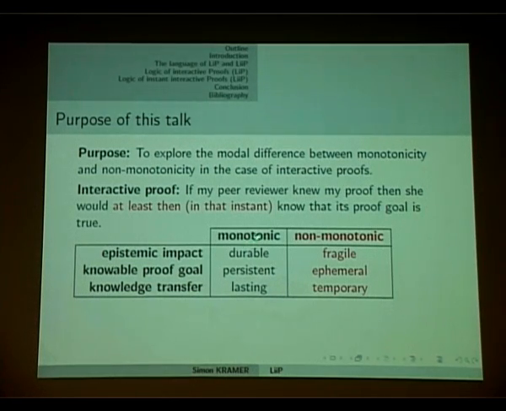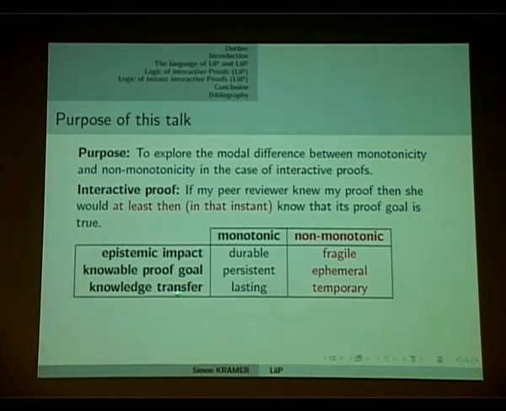In the case of monotonic proof, the impact is durable. In the case of non-monotonic proof, the impact is fragile because it could possibly cease to be the case. And so the knowledge of the proof goal with monotonic proof is persistent, whereas in the non-monotonic case, it is ephemeral.